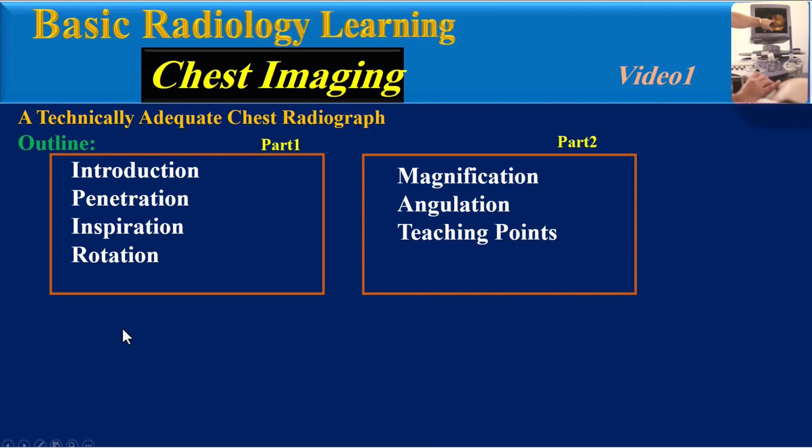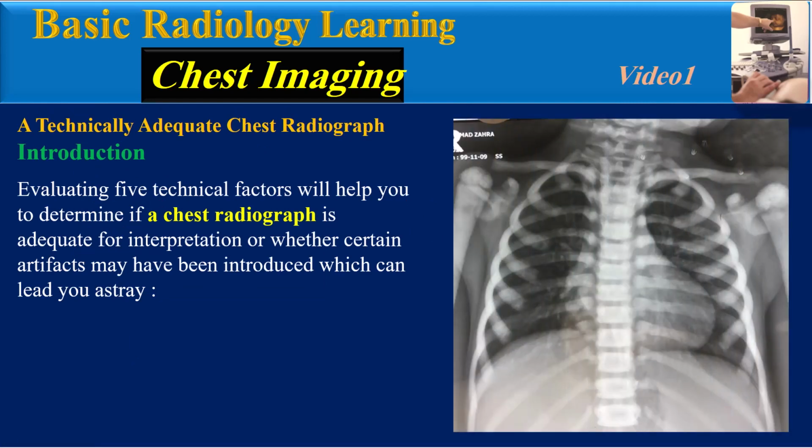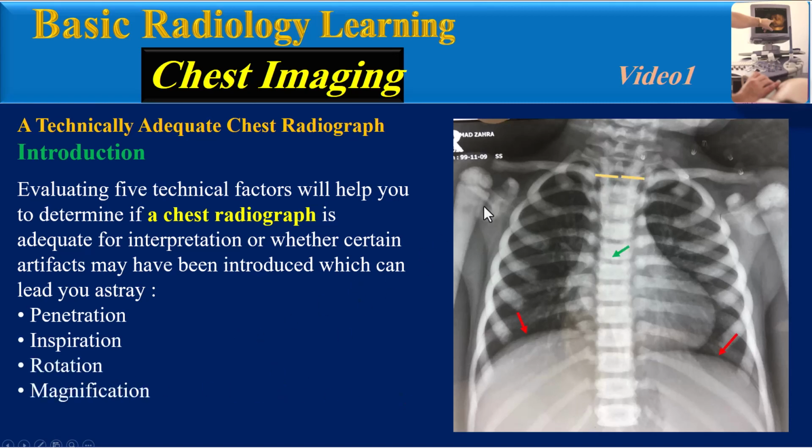At first, introduction. Evaluating 5 technical factors will help you to determine if a chest radiograph is adequate for interpretation or whether certain artifacts may have been introduced which can lead you astray. These technical factors include penetration, inspiration, rotation, magnification, and angulation.